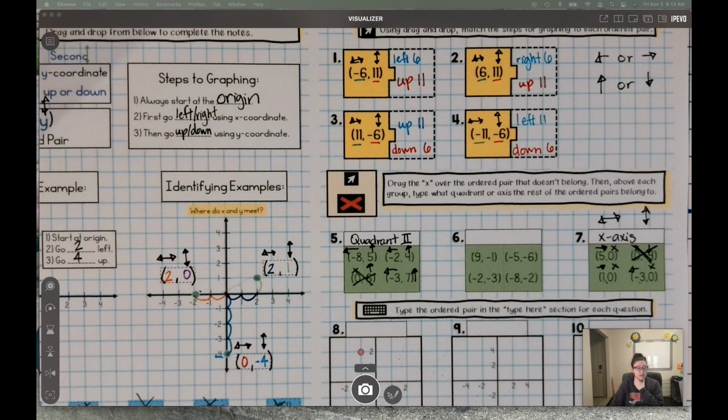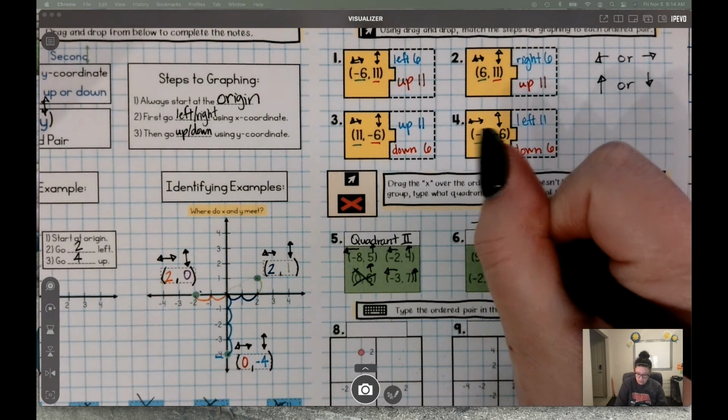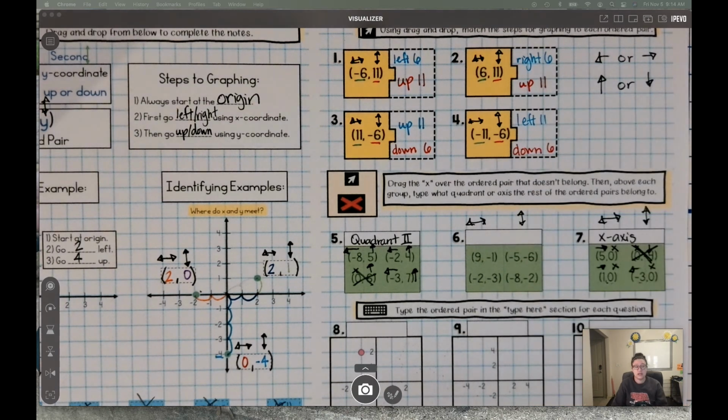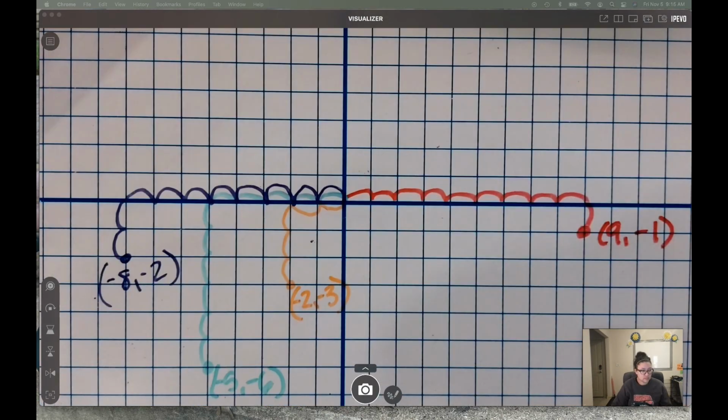Go ahead, pause the video, and try 6 on your own. If you need help, come see me. But I want to see that you've at least tried to figure out if things are going left or right and up and down. Then if you need help, come see me.